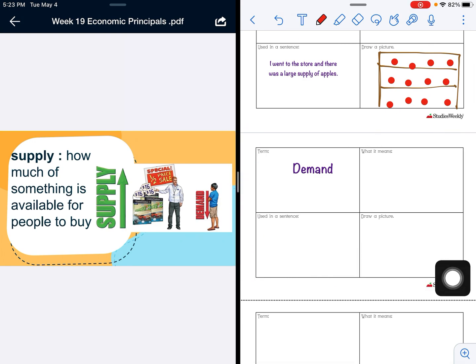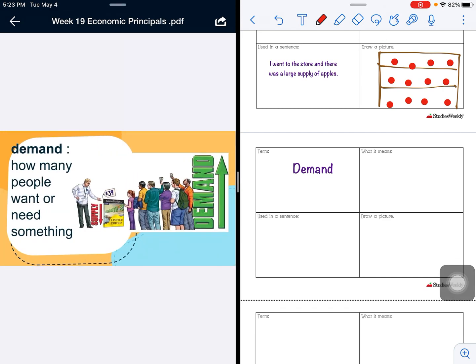Part 2, you will be completing demand. So I have already put the term in for you. You are then going to write what the definition is for demand, which if you slide over, here it is, right here. You will put that in what it means. Next, use demand in a sentence. So demand is how many people want or need something. Take a look at that picture there. I do add pictures within our vocabulary slideshow, and that could be very helpful when we're trying to use it in a sentence and when we're trying to draw a picture for that word demand.